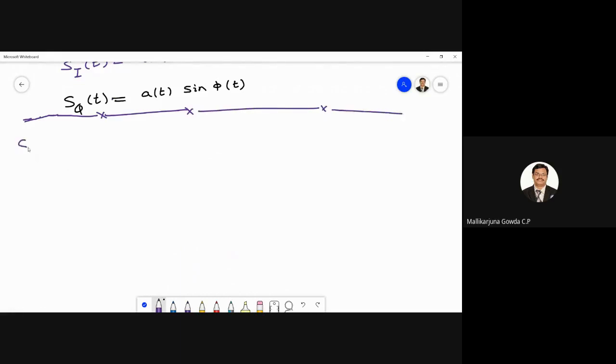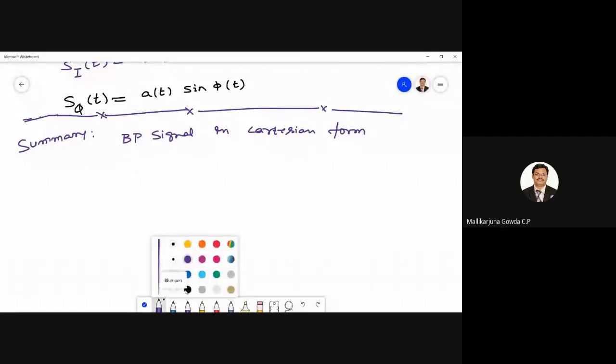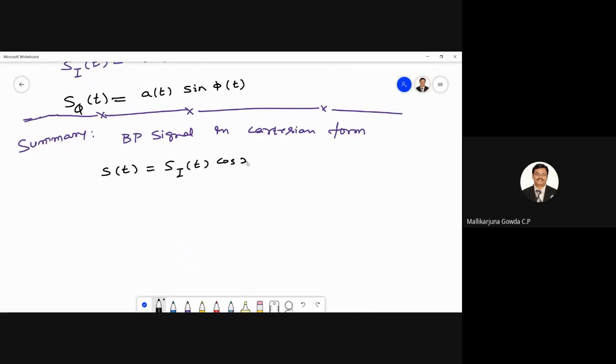So to summarize, in Cartesian form, the bandpass signal in canonical form, or what we can say Cartesian form, will be S of t is equal to Si of t cosine of 2 pi f c t minus Sq of t sine of 2 pi f c t.